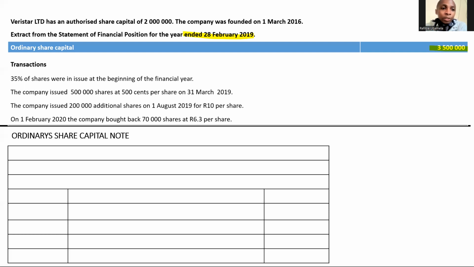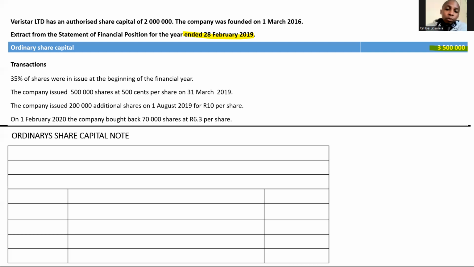And the second transaction says that the company issued 500,000 shares at 500 cents per share on the 31st of March 2019. Now, the 31st of March 2019 is after the 28th of February 2019. That simply confirms that the 3.5 million rand that I'm given as an extract from the statement of financial position is actually the balance at the beginning of the financial year. Now I can start recording.